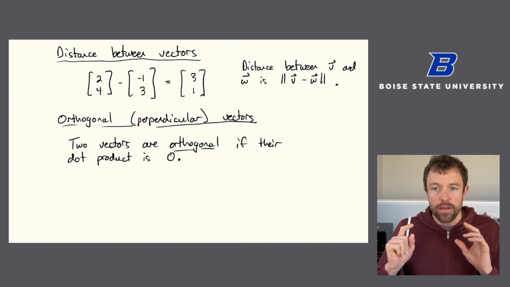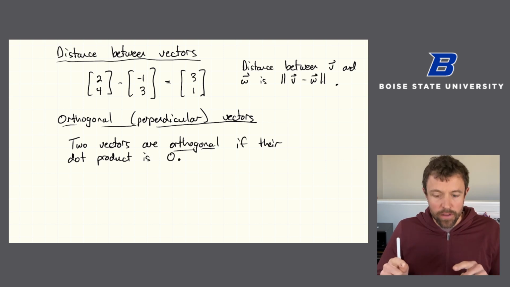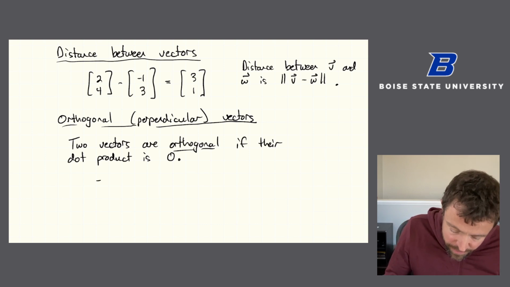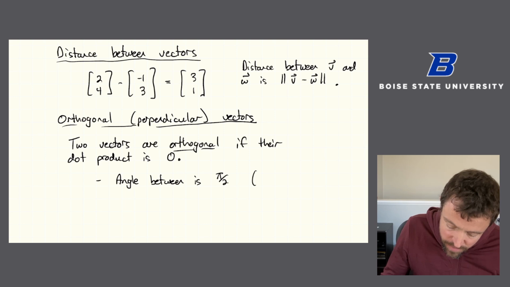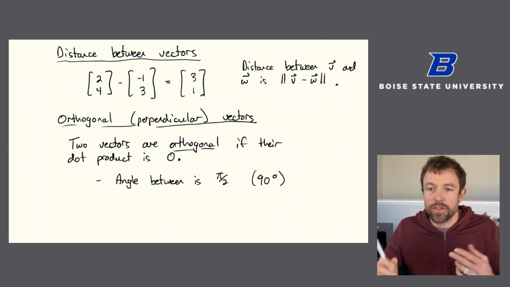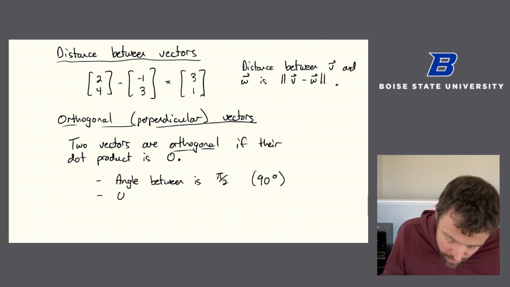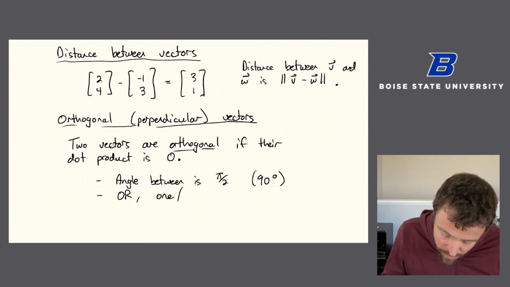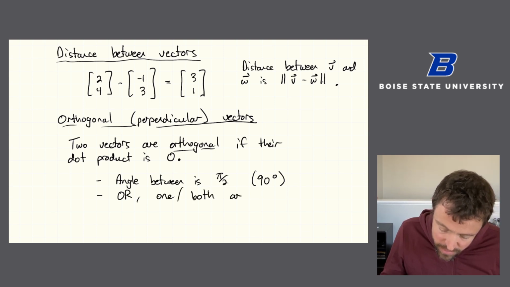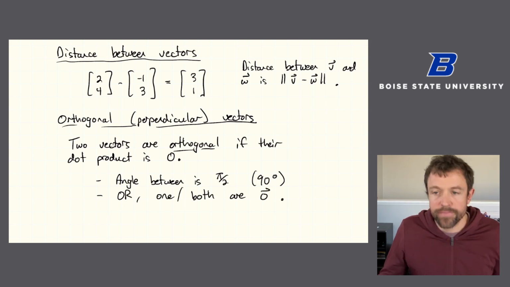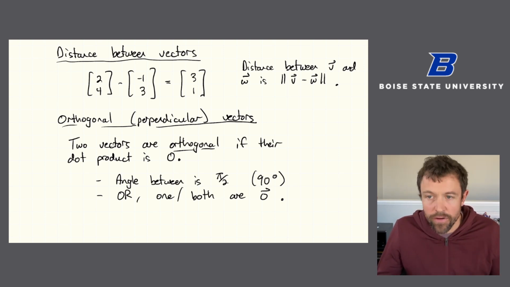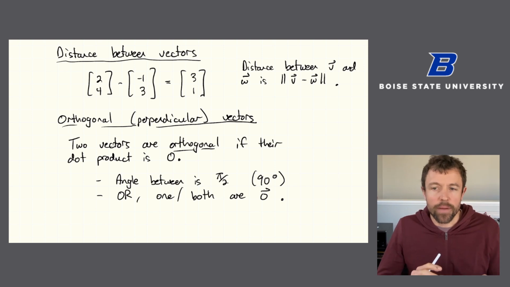Now, as we saw before, this means that either the angle between them is pi over 2, which is 90 degrees. So this is this notion of perpendicular. Or there's one other way to get the dot product to be 0: if one or both of the vectors are just the 0 vector. If you have a vector of all zeros and you take the dot product with another vector, you're going to get 0. But you can't necessarily talk about the angle between those vectors.